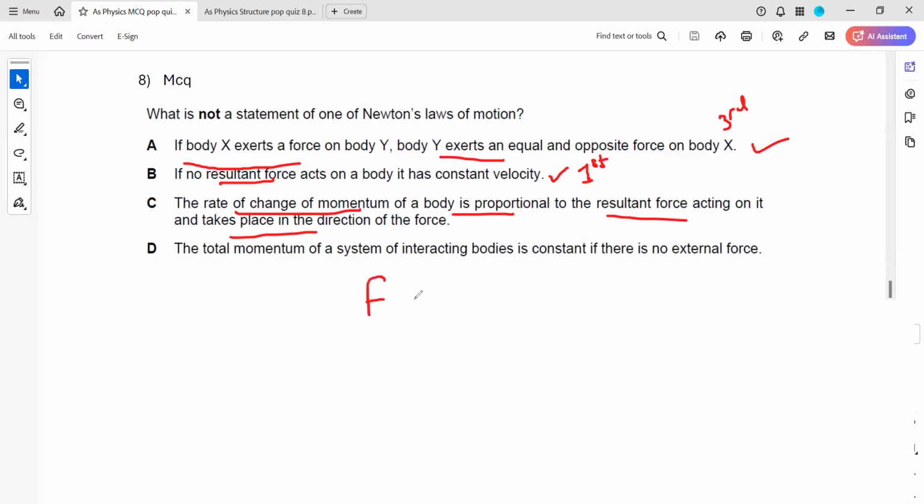We got F equals ma. According to Newton's second law, the resultant force acting on the object is the product of mass and acceleration. So what about the acceleration? Acceleration is v minus u over t. If I simplify this, the formula will be F equals mv minus mu divided by t.